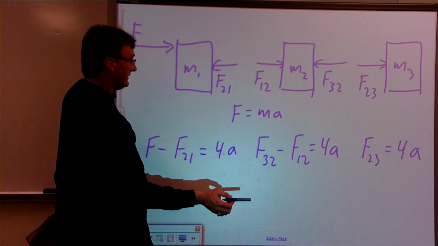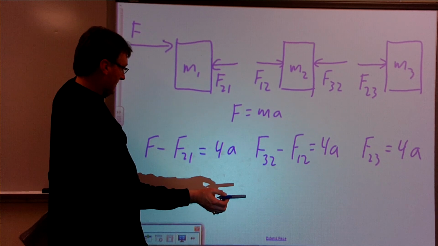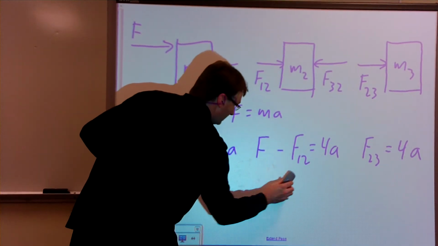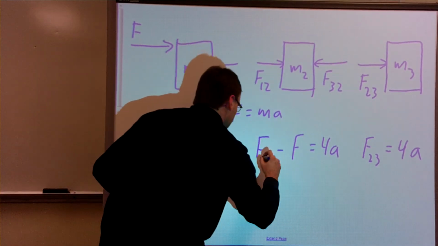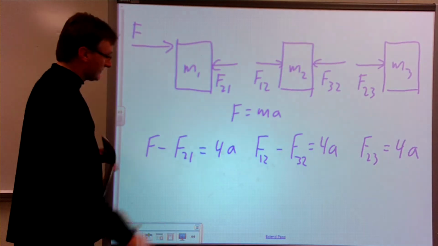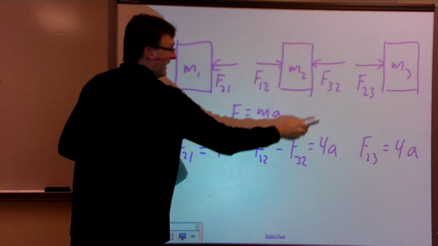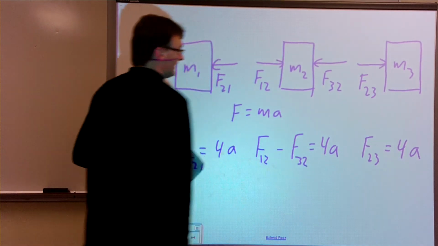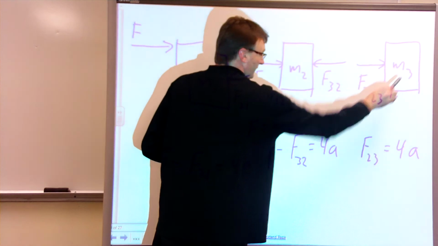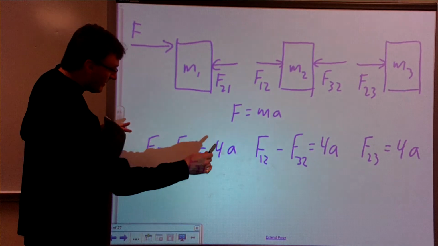Just want to make sure I've got the numbers correct here. Sorry, I should have these numbers switched around. This should be 1 on 2, and that should be 3 on 2, like so. Sorry, I had those backwards. Okay, so the force of 1 on 2 is positive, and then the force of 3 on 2 is negative, and that has to equal 4a as well, because this is 4 kilograms. And lastly, the force of 2 on 3 has to equal 4 times the acceleration of mass 3. Okay, I think I got them all correct here now.